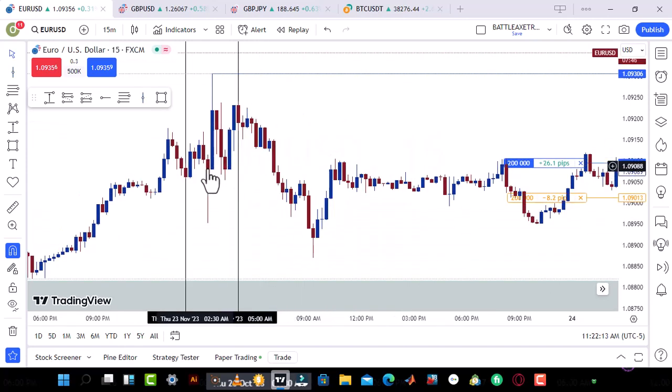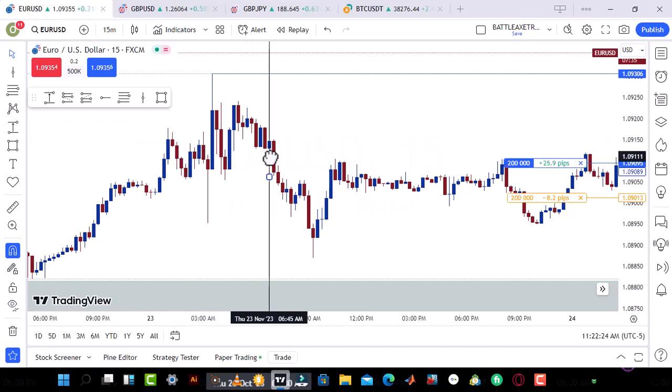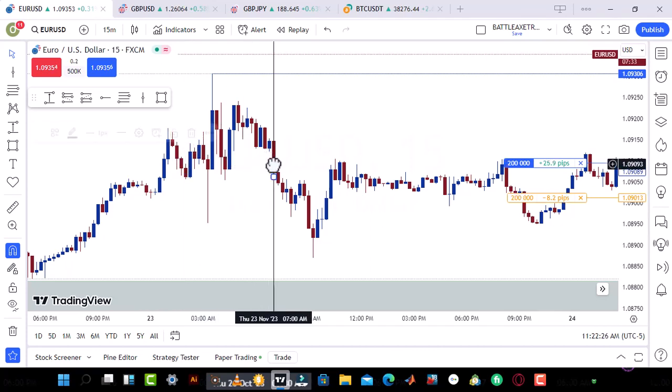There was news this London session. You can check forexfactory.com or any website you use to check your news, and you will see that there was news there. I don't like trading news, so I focused on the New York session, which is between 7 and 12 o'clock.